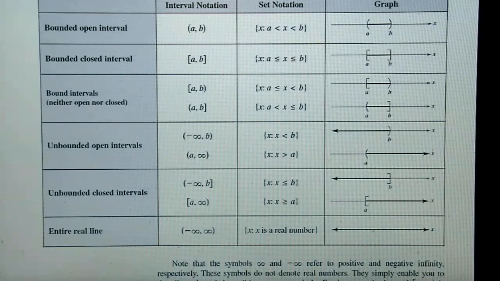Unbounded intervals are below, and unbounded intervals have no boundaries, basically, on one end or the other. And that's when infinity or negative infinity is involved. It's open if the other endpoint is not included. It's closed if the other endpoint is included. And, of course, the last case is minus infinity to infinity, which is the entire line. The real number line.